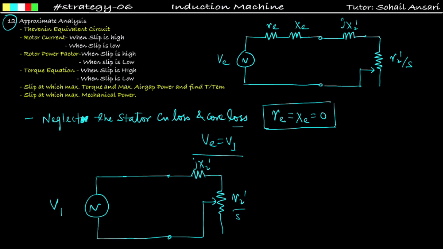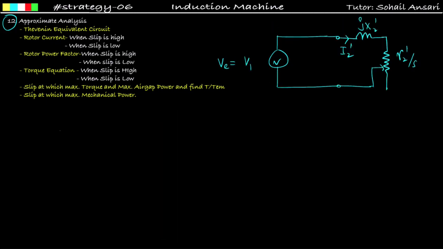So this is the approximate Thevenin equivalent circuit in which you are getting the supply voltage V1, that is equal to VTH, and X2 dash and R2 dash, that is the rotor reactance and resistance, are connected directly. Means there is no stator copper loss or core loss present in approximate analysis. Okay, now find all the parameters considering this approximate Thevenin equivalent circuit. First find the rotor current. So rotor current I2 dash is equal to V1 upon under root of (R2 dash upon S) whole square plus X2 dash squared. This will be my rotor current according to this approximate Thevenin equivalent circuit.